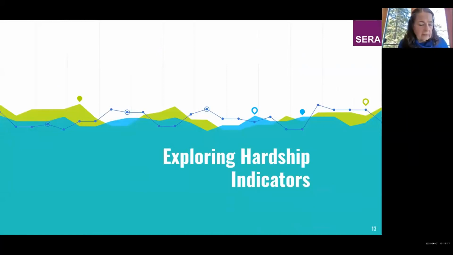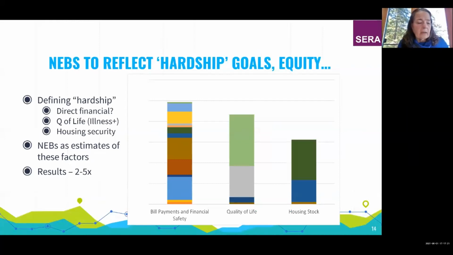Another application that we looked at was exploring hardship indicators. When we're looking at low-income programs, in many cases, the rationale for those programs is not related to energy savings. Rather, it's related to providing energy savings, but especially addressing hardship or providing some relief on hardship or quality of life. What does the database tell us about what kinds of numbers have been measured for quality of life and hardship benefits in NEBs that are already out there in the literature?